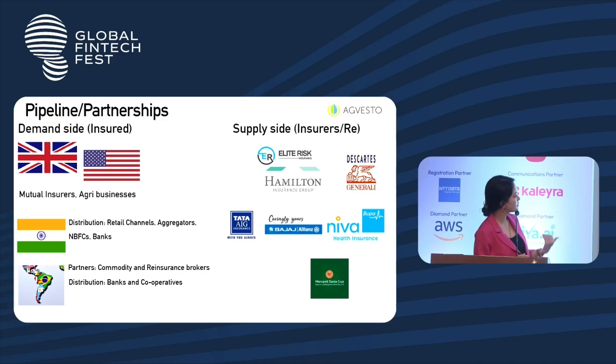Here are some of the partners we are working with. As said before, Agvesto has its branch already in UK and USA. It has extended its branch in India, where we are working with retail channels, aggregators, NBFCs, and banks. On the right-hand side, you can see these are the biggest brands we have partnered with.